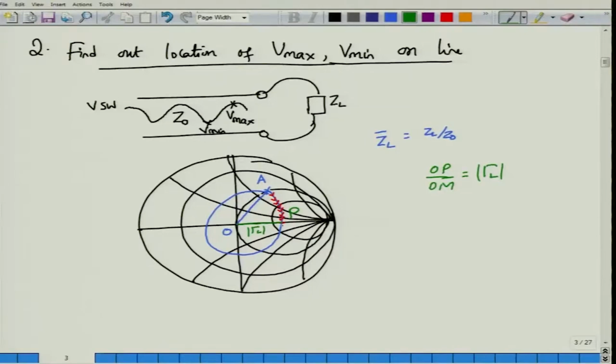But at this point, what is the phase angle of gamma L? Or rather, I should not call this gamma L, I should simply call it gamma, but the magnitude anyway does not change. So I can call it mod gamma or mod gamma L, it does not matter. What you have done is you have started off at some point, maybe at this point, and then as you move towards the load, you have now reached this point V max. Why? Because the phase angle here will be equal to 0, right?